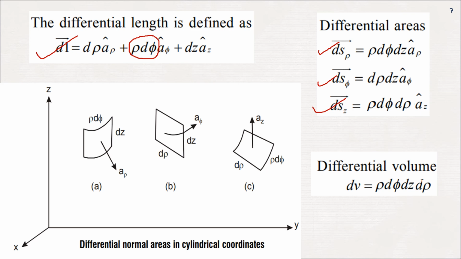Now coming on to differential volume. What will be differential volume? dV is equal to all the three sides, rho d phi, dz and d rho.